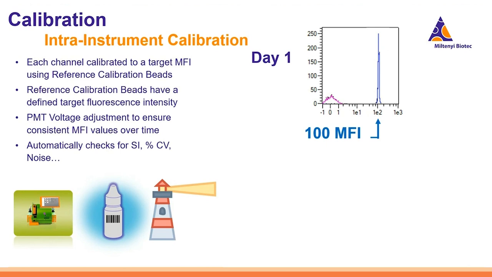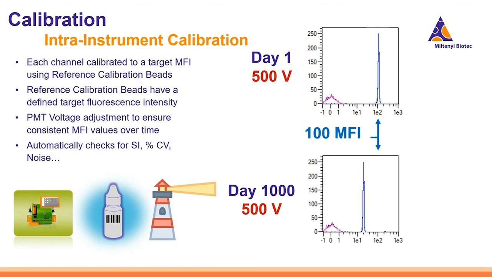Let's imagine that this takes 500 volts to get there. On day 1000, at that same 500 volts, due to any sort of PMT degradation or just PMT drift over time, you might get a lower MFI. So we can have a calibration process to increase that voltage to make sure that we get that same MFI on day one and on day 1000, because we don't care about what the voltage is. We care about what the output of the PMT is, and that means MFI.